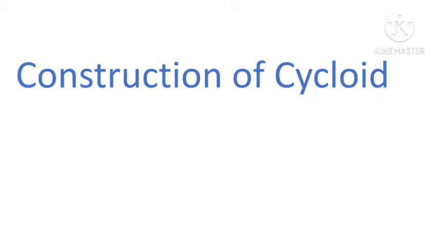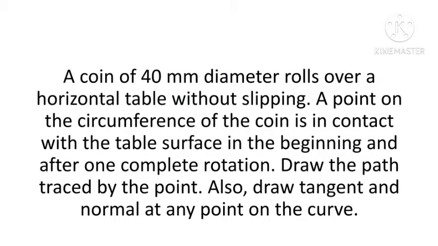This is the problem. A coin of 40 diameter rolls over the horizontal surface without slipping. So that "without slipping" is important, because if it slips, you will not get the cycloidal curve. So the curve will not be smooth.